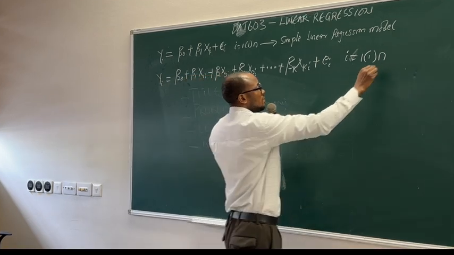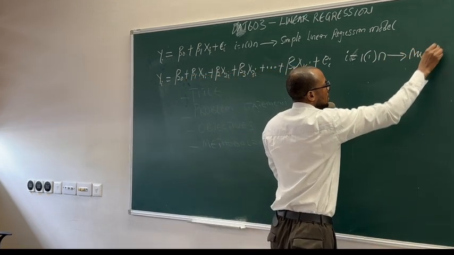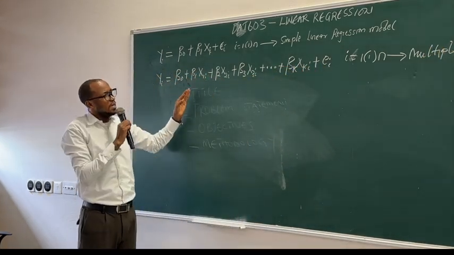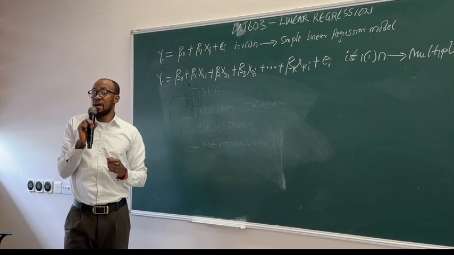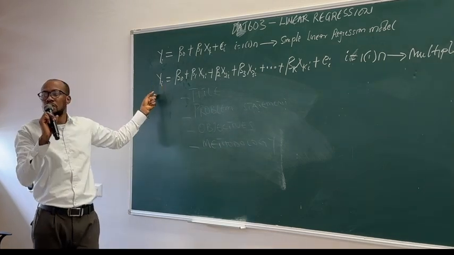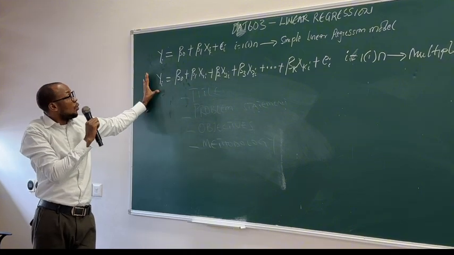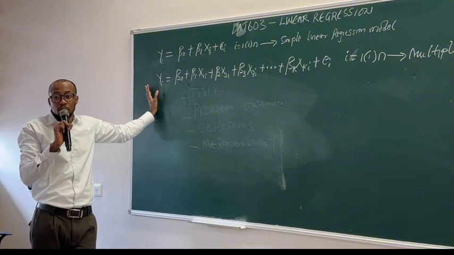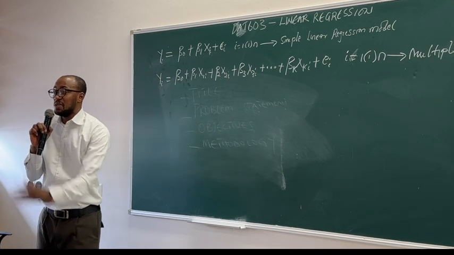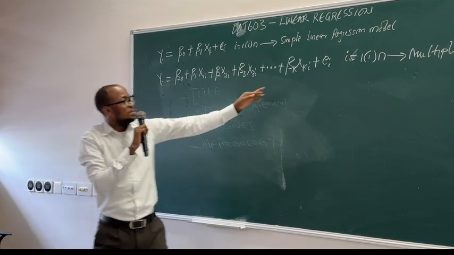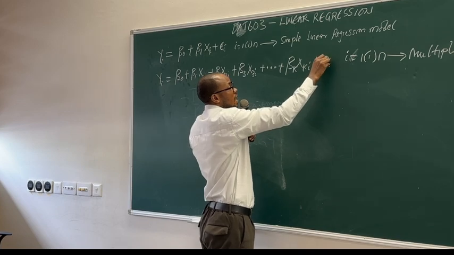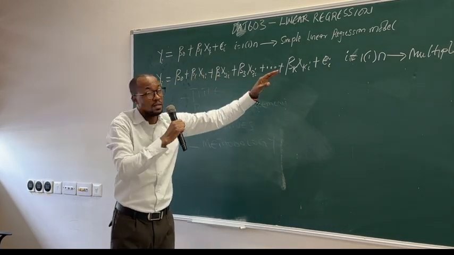So we call this a multiple linear regression model because we are having k explanatory variables explaining the variations in y. Even though we increase the number of explanatory variables that are explaining the variations in y, we still believe that it's not enough. So we still include our error term, which still takes care of every other variable that is not included in the model.